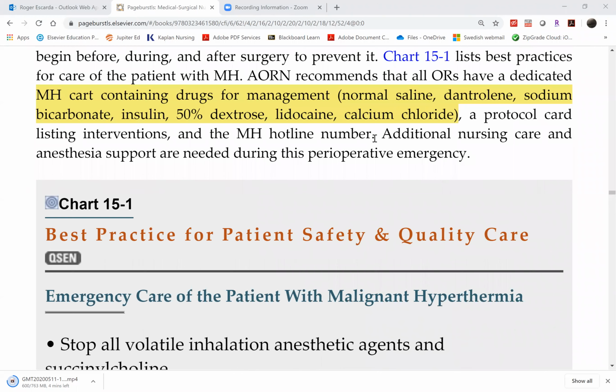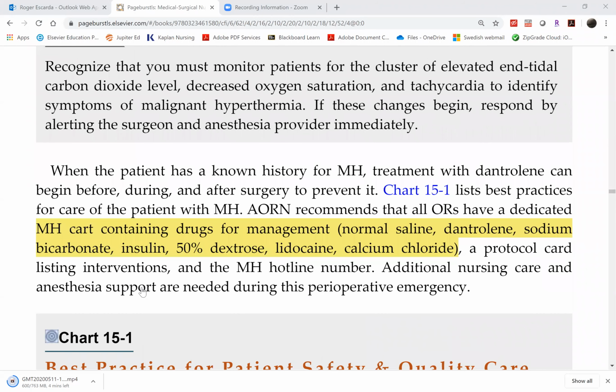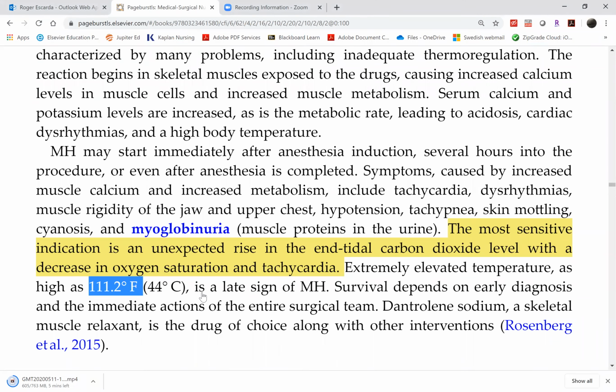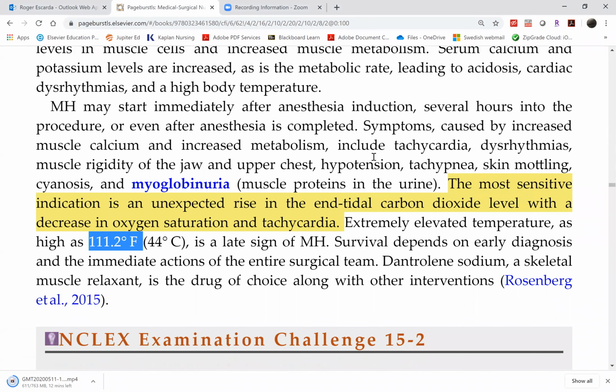By the term itself, it causes severe hyperthermia. The temperature reaches, look at this, 111.2 degrees Fahrenheit, or 44 degrees Celsius. That is a very high temperature. That's enough to cook your brain. However, as stated here, this is a late sign though. Other conditions will lead to the patient's death. They may not even reach that temperature. They could die sooner.